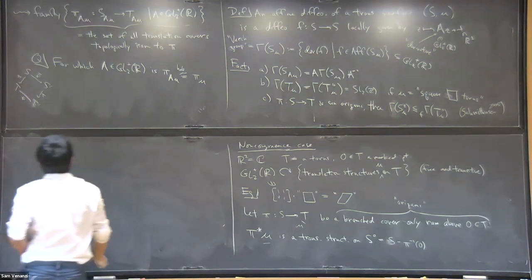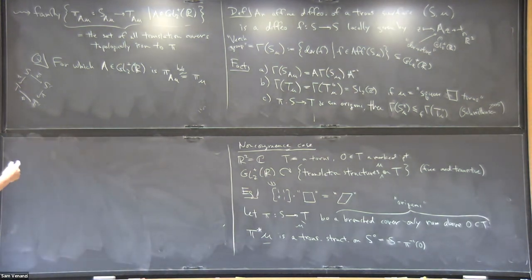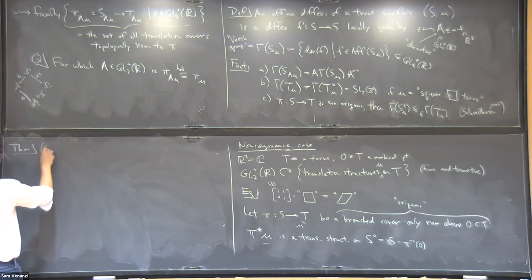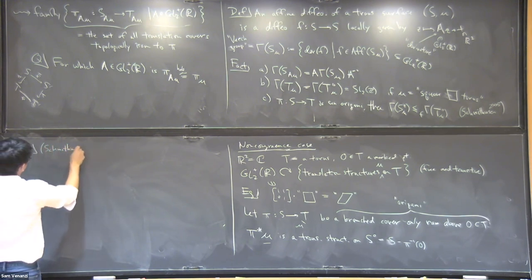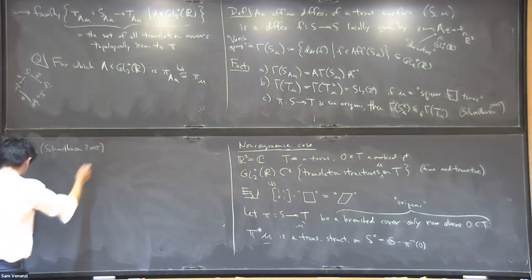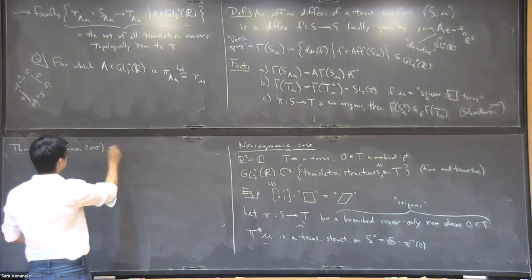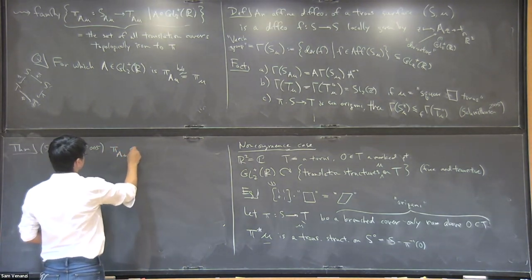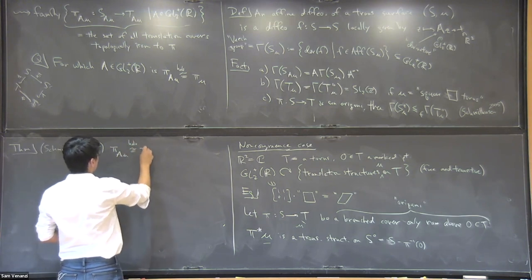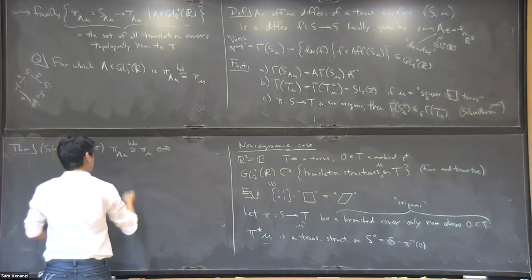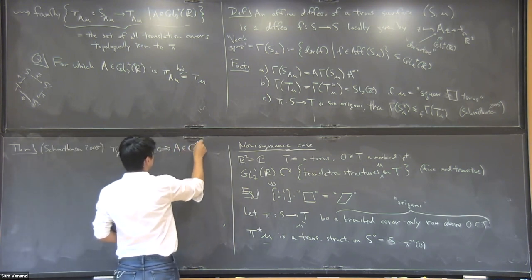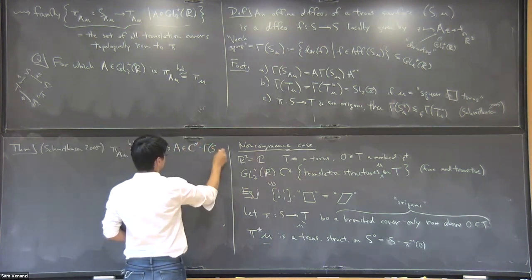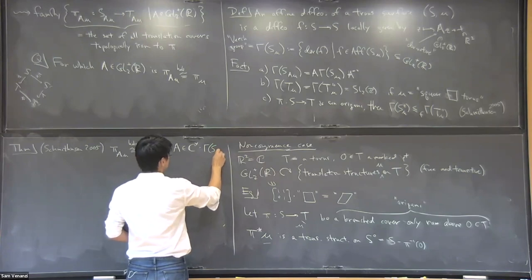So the answer to that question, which is, as you twist this, as you deform this translation structure, when do you get something which is complex, which is holomorphically isomorphic to the original cover? And the theorem, which is essentially due to Schmithüsen, though she didn't think about it in this way, is that pi a mu is holomorphically isomorphic to pi mu if and only if a is in C cross times the Veech group of S mu.